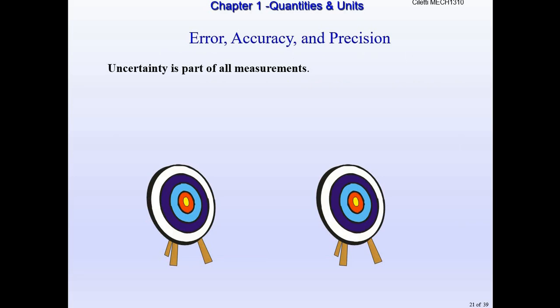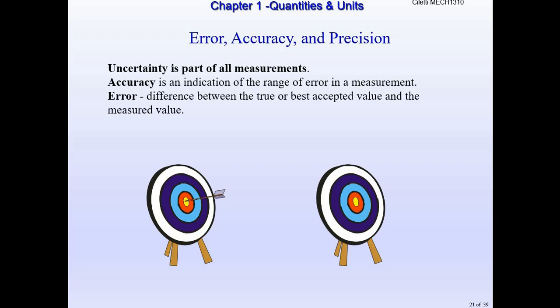All right, so let's talk about error, accuracy, and precision. Uncertainty is part of all measurements. So accuracy, we have to really understand that. It's an indication of the range of error in a measurement. That's what accuracy is. It's a range of error. All right, so we've got the bullseye target here. The error is how far we are from what we want to be at. So if we hit the bullseye, or how far away we are from the bullseye, that's our error. How far we are away from where we intended to aim.